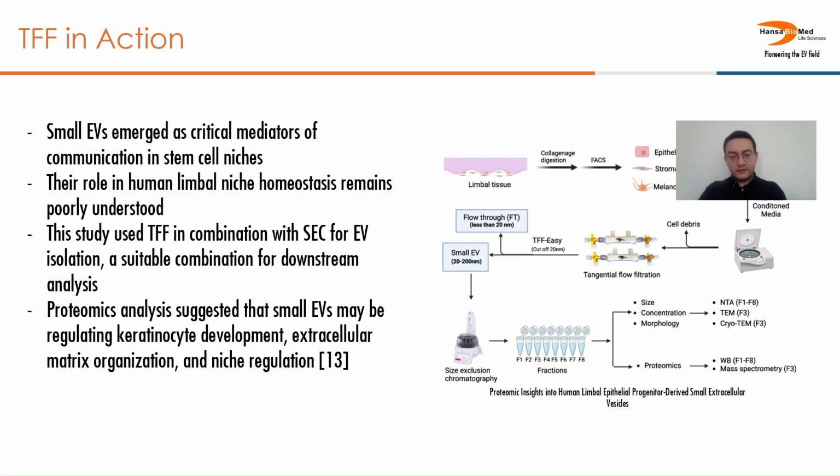In the fourth example, now we see the combination of TFF with another method, namely size exclusion chromatography, for studying the role of small EVs in human limbal niche homeostasis. For this purpose, researchers isolate EVs from epithelial, stromal, and melanocyte cell cultures, first by concentrating the conditioned media through TFF with 5 nanometer pore size, namely TFF-Easy, and then by isolating or purifying further with size exclusion chromatography columns.